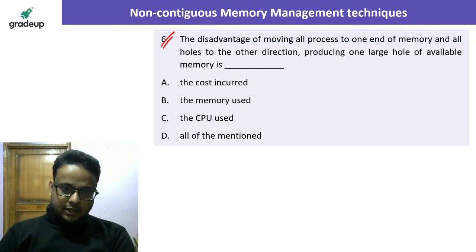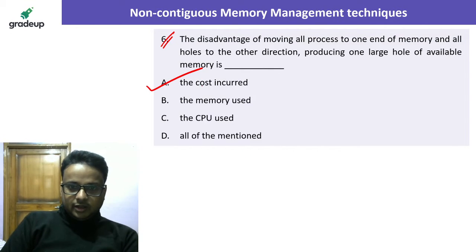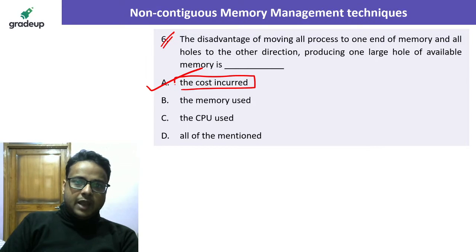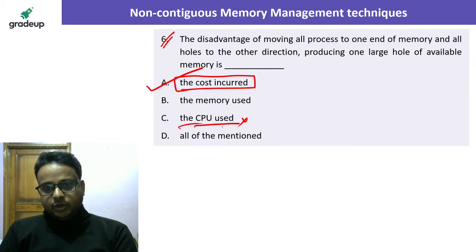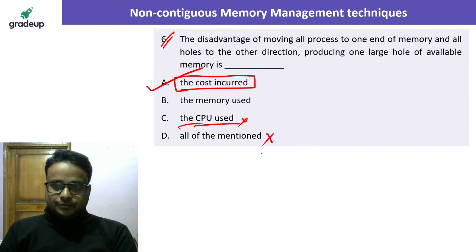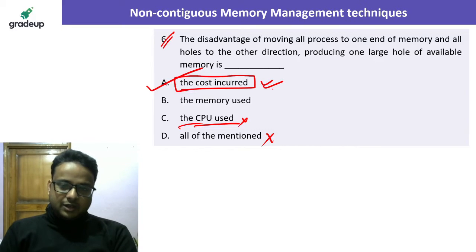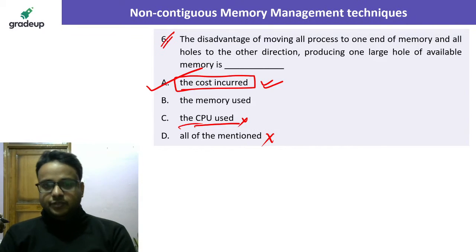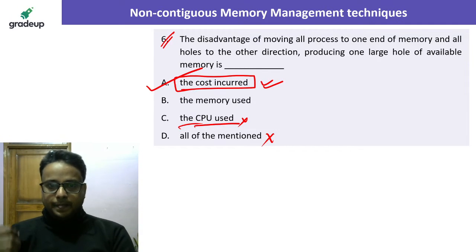The correct answer of this question number 6 would be option A. Cost incurred means basically time. CPU used, no, CPU did not come into this, so all of the mentioned will not be the answer. And memory used, no, memory was being used earlier as well. Cost incurred means basically it will take a lot of time. That is the reason the appropriate answer of this question will be option A. Correct, beta? I hope now it is clear.